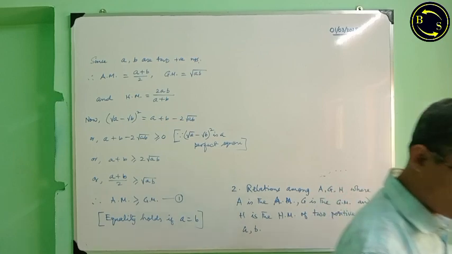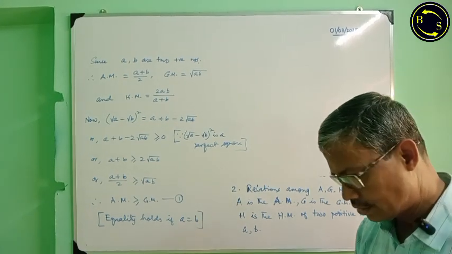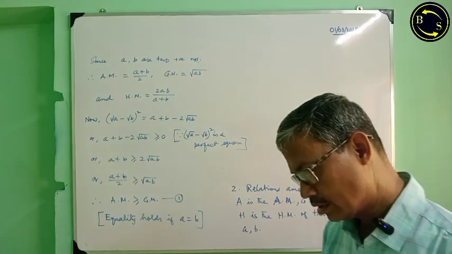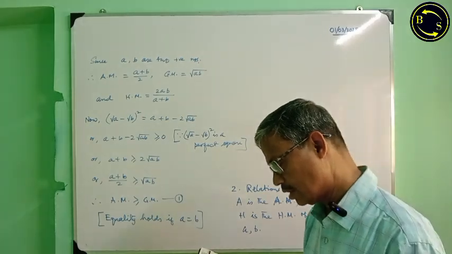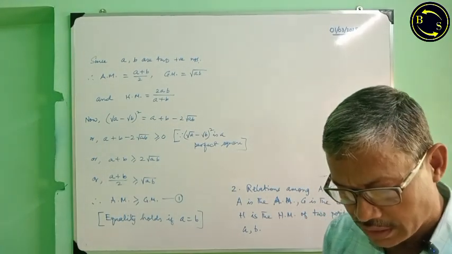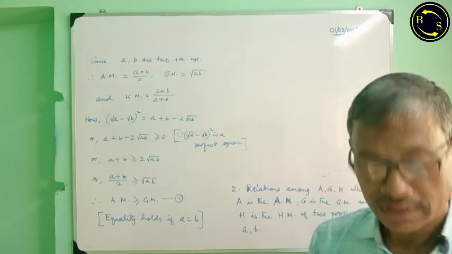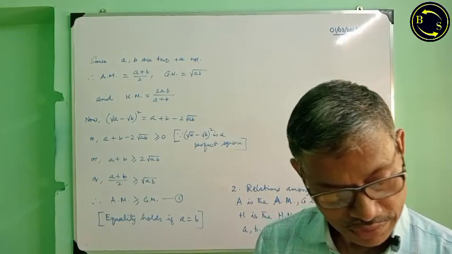Next, about GM and HM. I start. First I calculate G minus H and see whether that is positive.